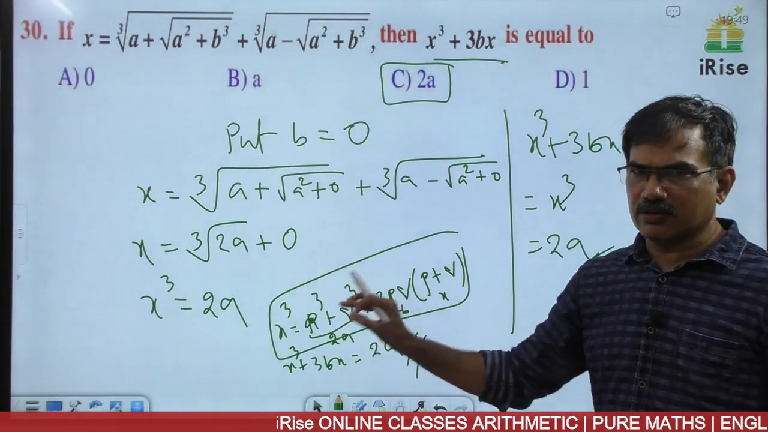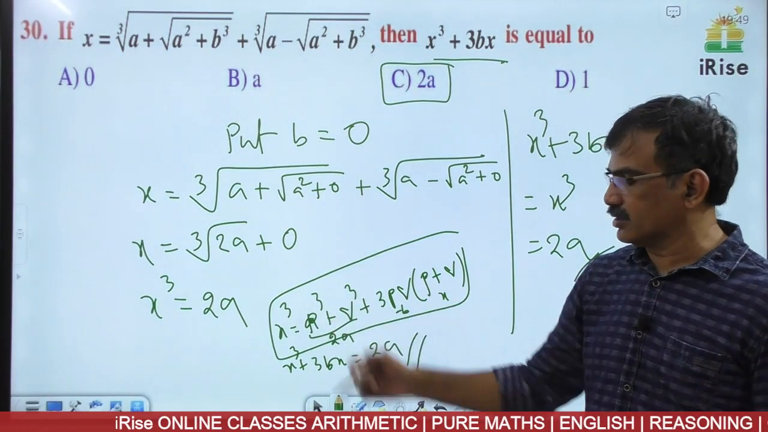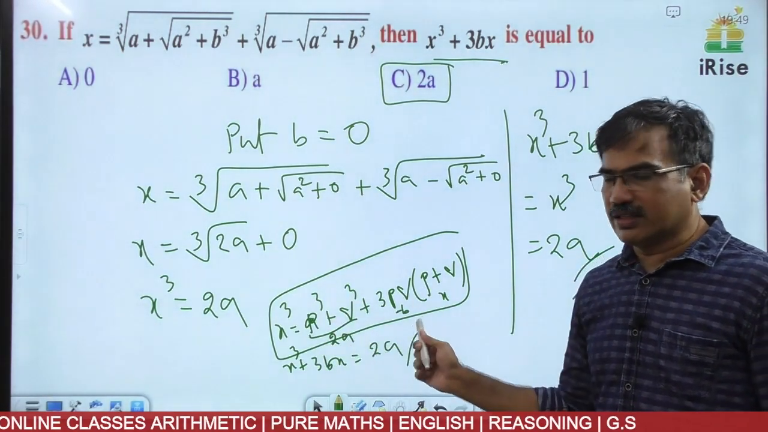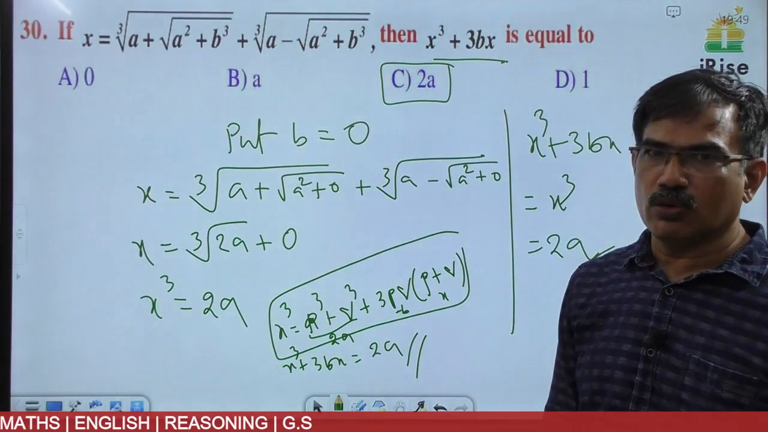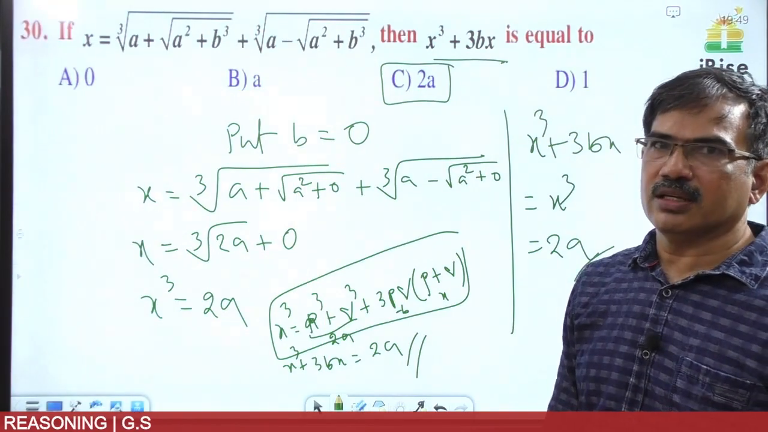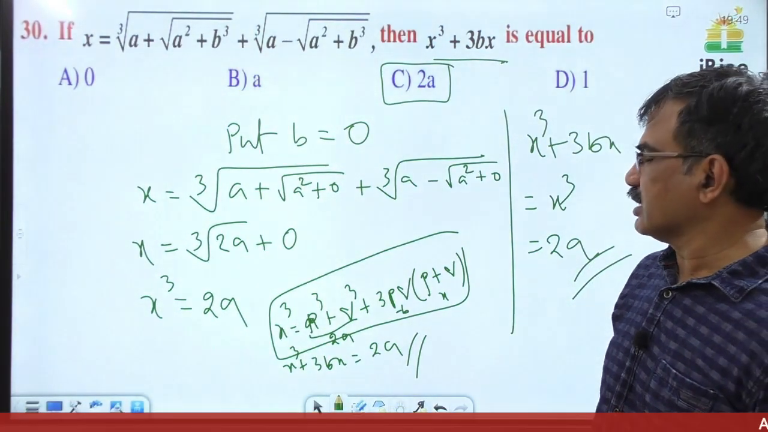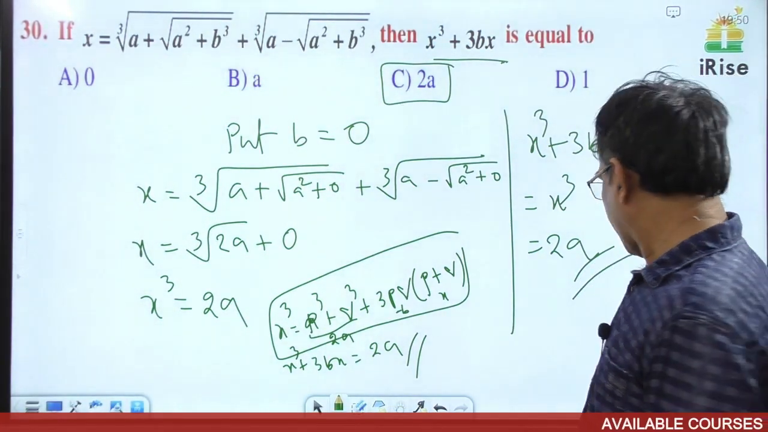This is the value. I have just given a hint in this case. Try to solve like this. Otherwise put b is equal to 0, because the question options are in terms of a only. It depends on only a. So put b is equal to 0 and get the answer easily. Next question.